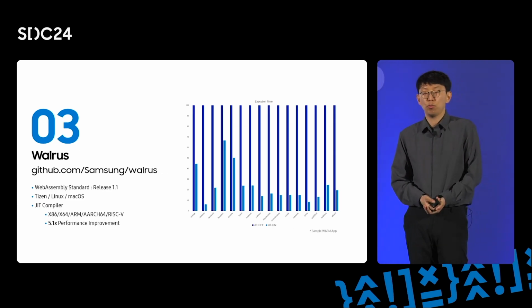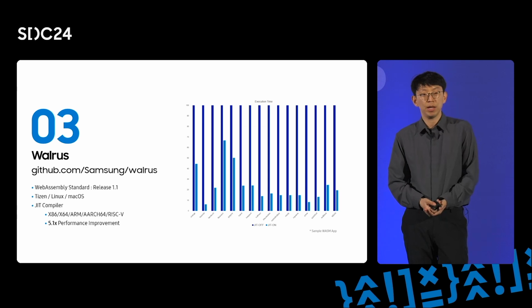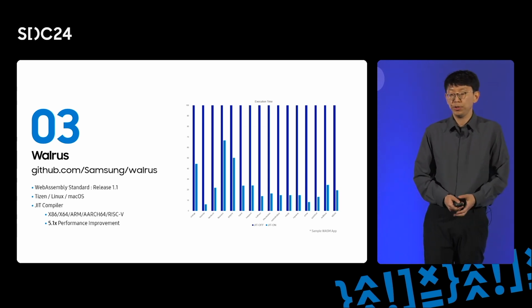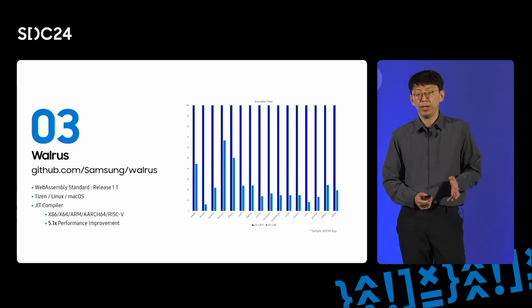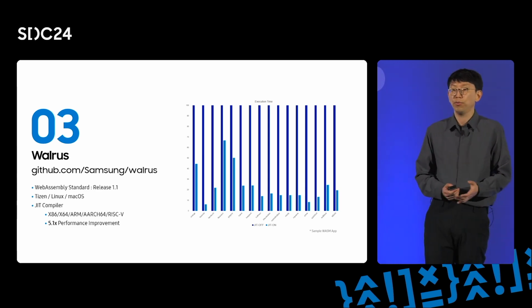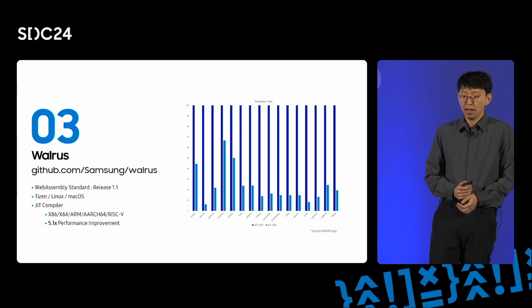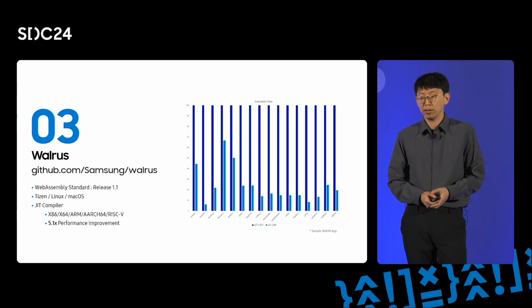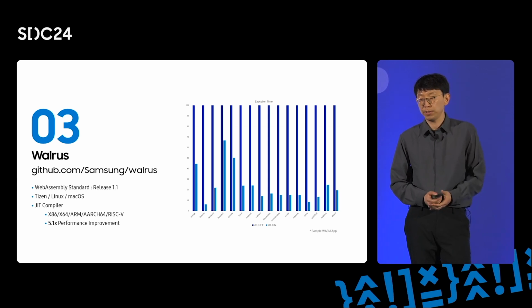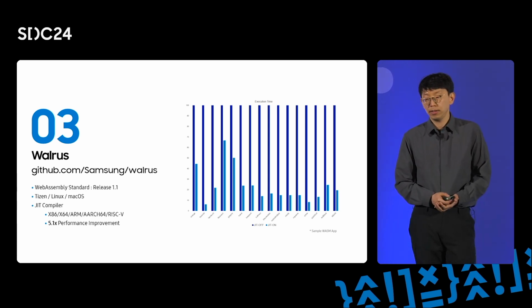Lastly, let me introduce Walrus, our WebAssembly engine. To briefly explain, WebAssembly is a new web standard language that allows applications written in various programming languages to be converted into WebAssembly and run in web environments. Today, WebAssembly is being used not only on the web, but also across many other platforms. Our Walrus, like Escargot, is being developed as an open source project and is available on GitHub.